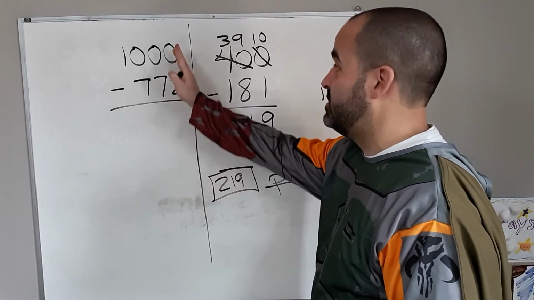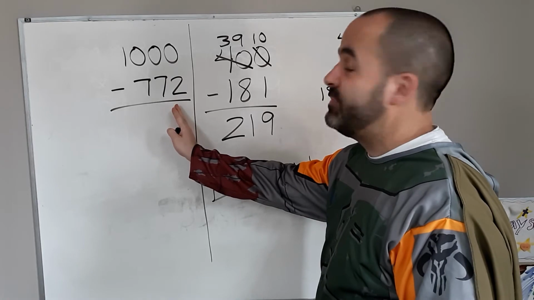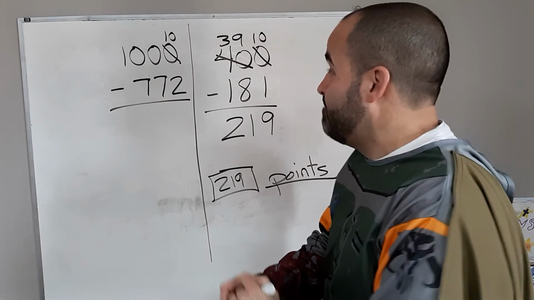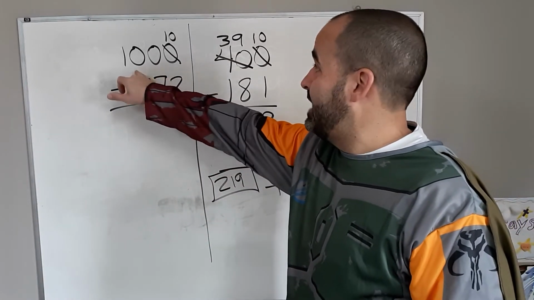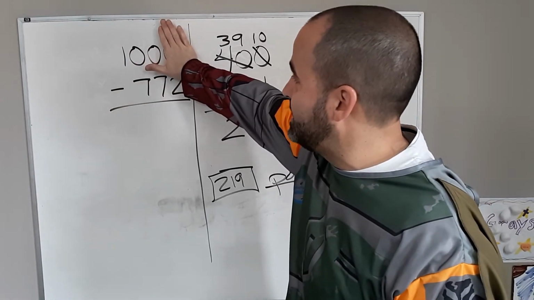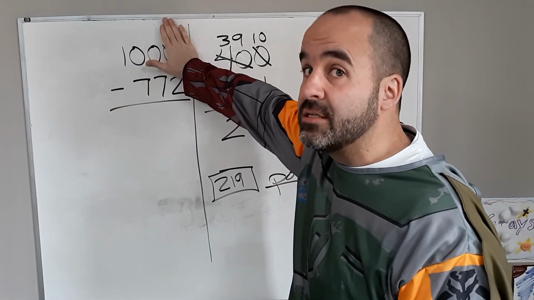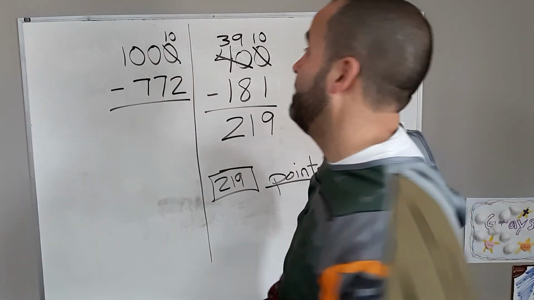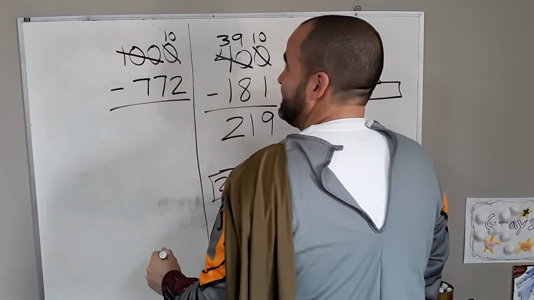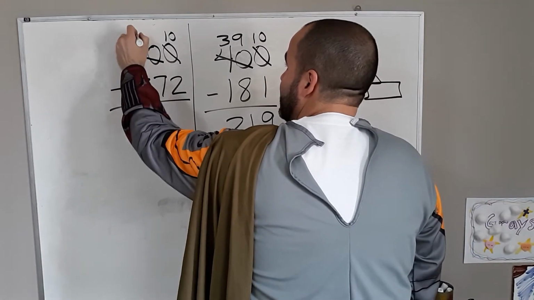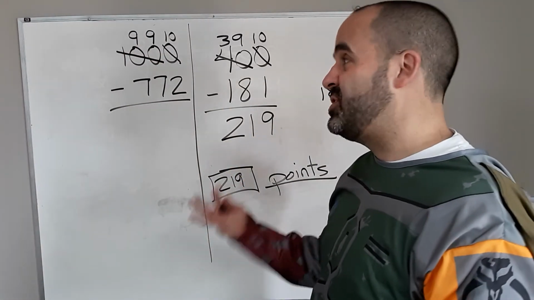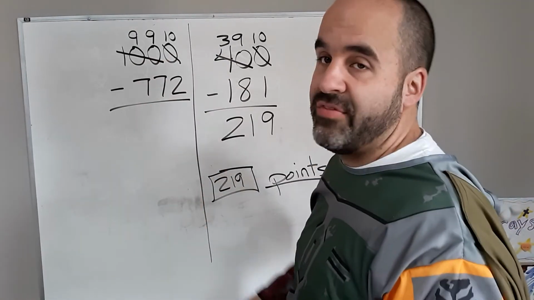Let's start in the ones column. 0 minus 2 equals, can't do it. So let's borrow. 0 becomes 10. Now, I can't borrow from 0. I can't even borrow from 0, 0. So I have to borrow all the way down to this 1. And if I cover up this, what do you see there? What number is that? 100. Yeah. So now I'm going to cross out all 3 numbers. And instead of having 100, I'm going to have 99.